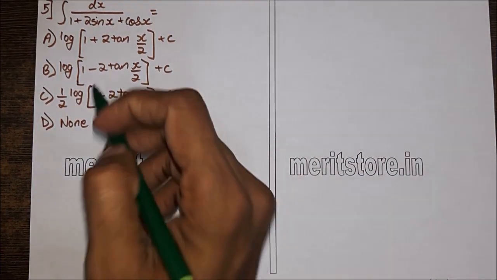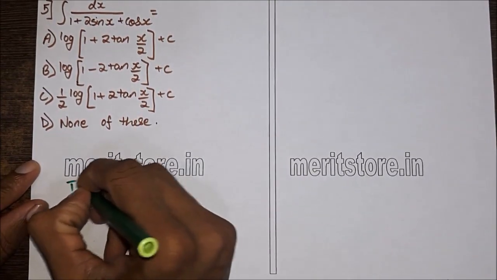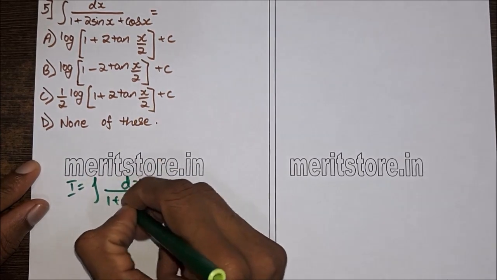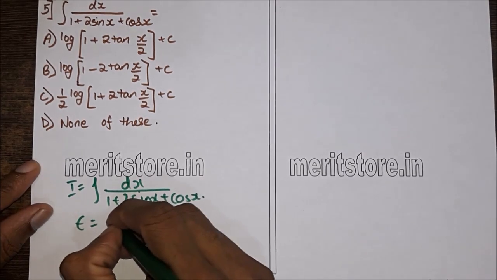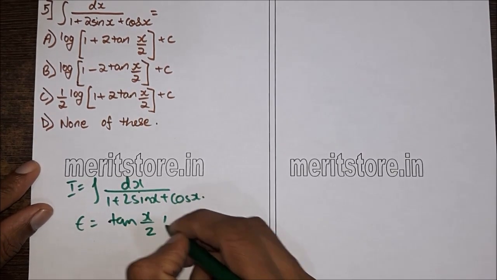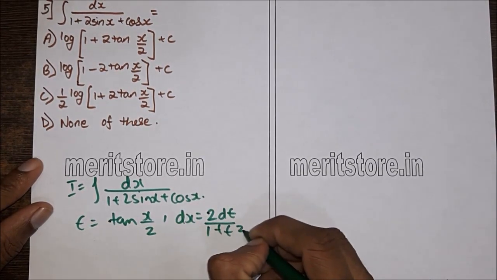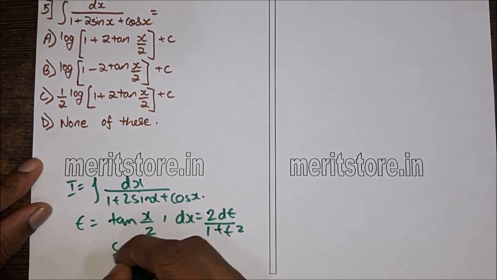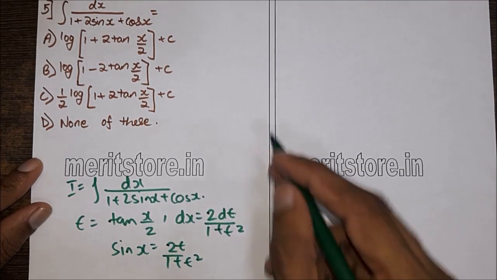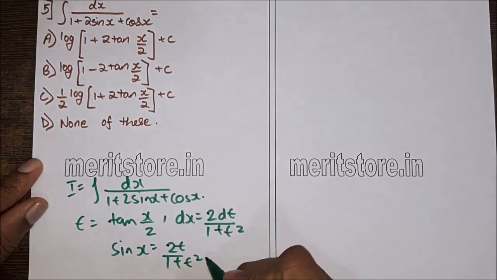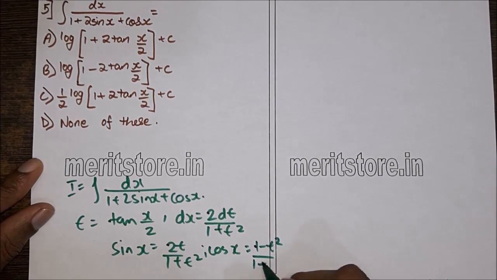Question 5. Integral dx upon 1 plus 2 sin x plus cos x is equal to. Let I equal the integral of dx upon 1 plus 2 sin x plus cos x. We put t is equal to tan x by 2. Differentiating both sides, we get dx is equal to 2 dt upon 1 plus t square. Further, we know that sin x is equal to 2t upon 1 plus t square, and cos x is equal to 1 minus t square upon 1 plus t square.